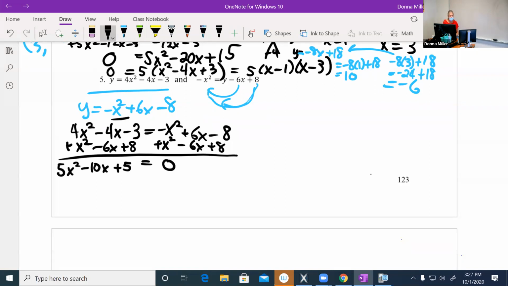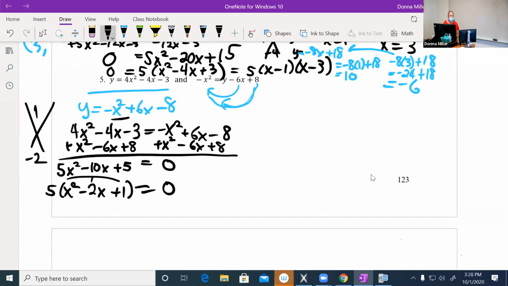Now, what's the first thing I want to do? Factor out that 5, right? Get rid of it. If you take out a 5, right now it's so much easier to factor, right? So you want factors of 1 and add to -2. And we already did this, right? Once today. Right, -1, -1. So it's 5 times x minus 1 times x minus 1. Fancy way to say that is x minus 1 squared.